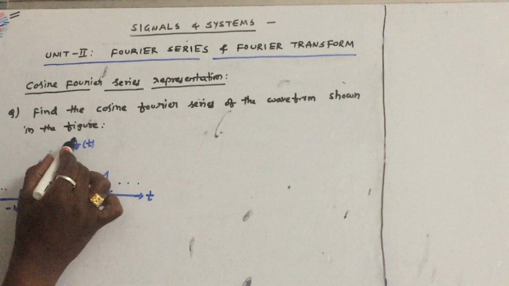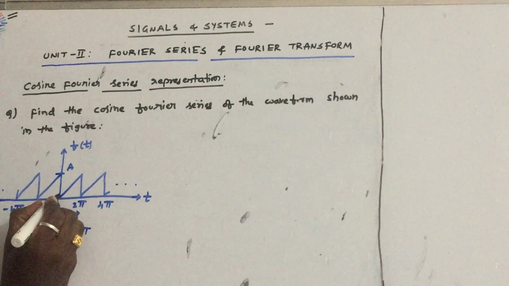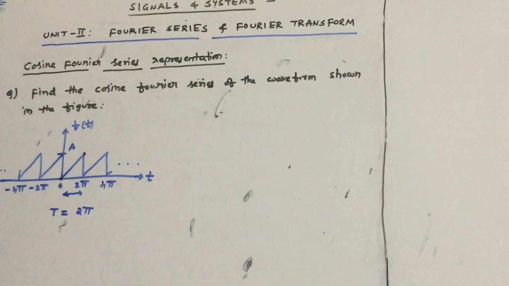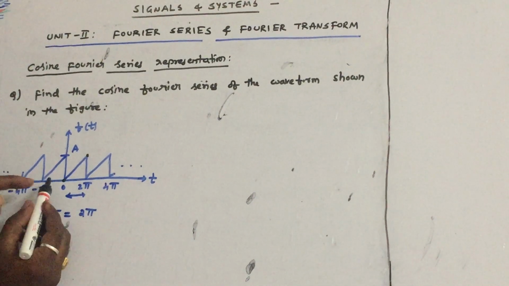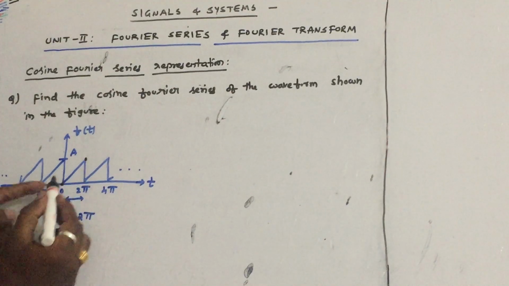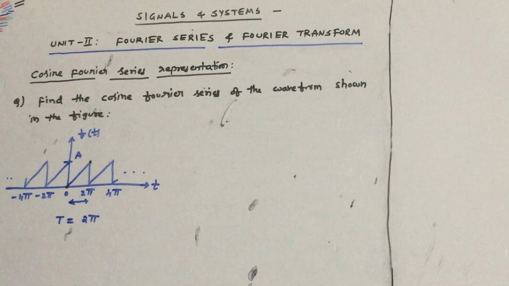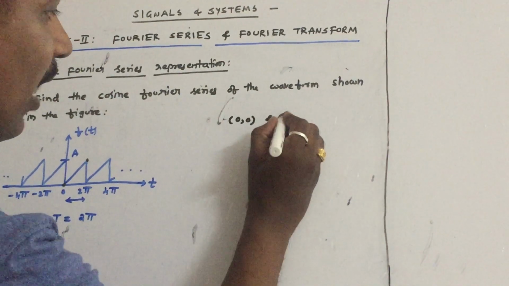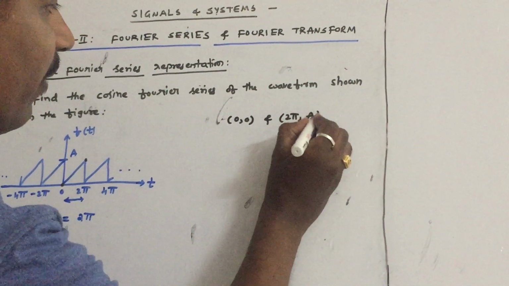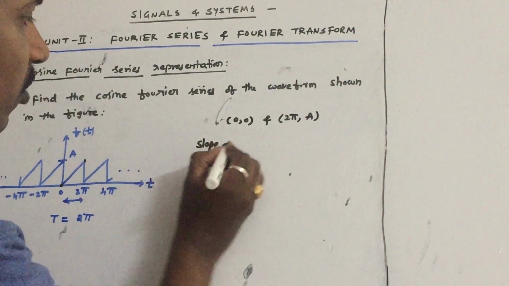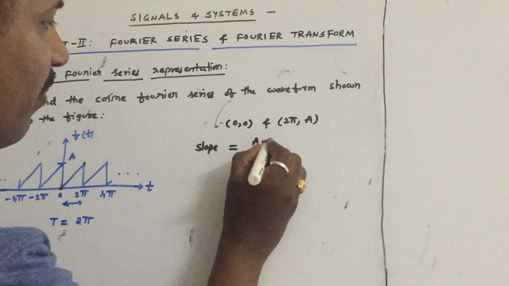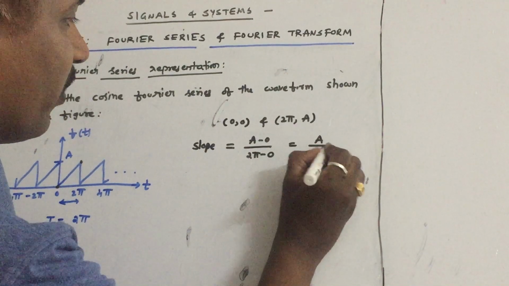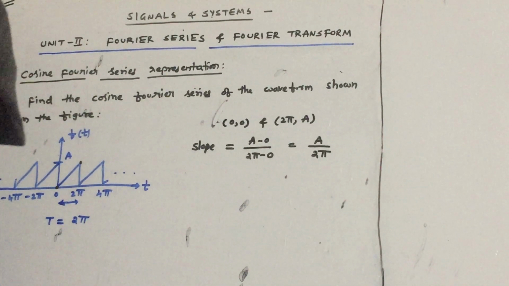Next we have to find the equation for f of t. You can see that this point is taken as 0, 0 and this point is taken as 2 pi comma a. From these two points we can find the equation of the straight line, which is the f of t equation. So what is the slope? Slope m is equal to y2 minus y1 by x2 minus x1, that is a minus 0 by 2 pi minus 0, which is a by 2 pi. This is the slope of the line.